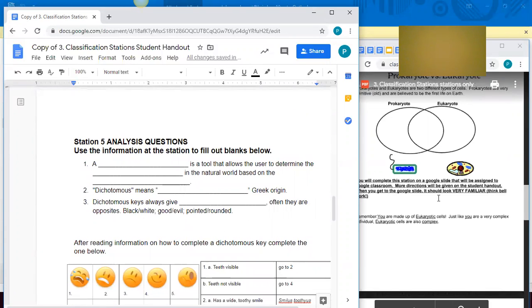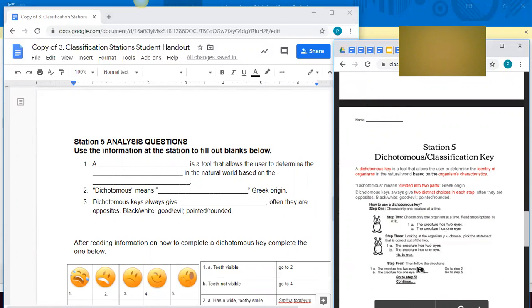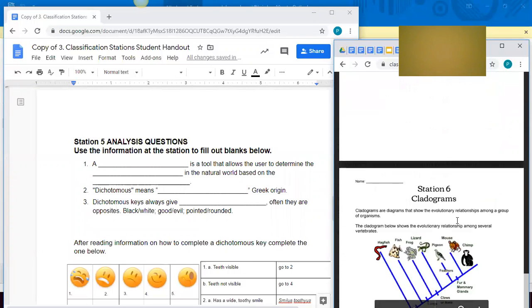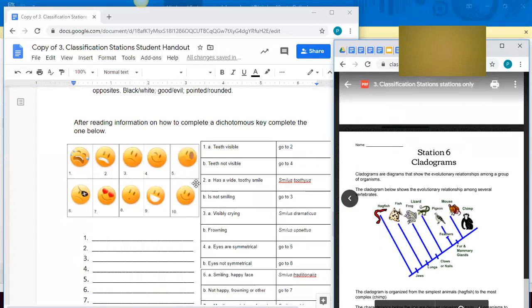Okay, station 5 is showing you how to use a dichotomous key. So when you actually read all the information in the stations, because that's the whole point of the stations, is to read that information first and then go to your student handout to enforce what you learned or practice what you learned in the stations. So it's going to tell you step by step how to do a dichotomous key. You should remember how to do this from the junior high. So I think what I'm going to do is I'm going to just help you with the smiley faces, at least one of these, so you can see how this looks.